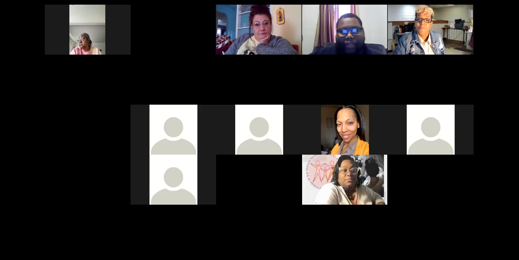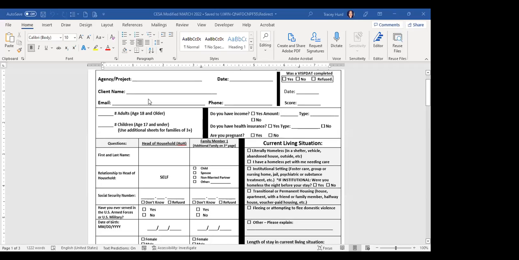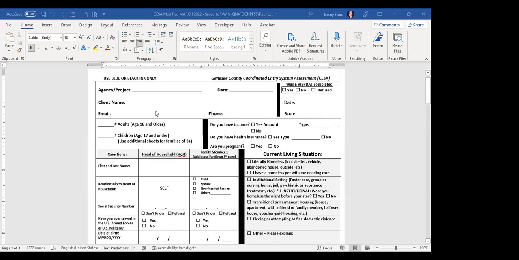Once it's completed, along with the other assessments, it can be sent over with the VI-SPDAT or with all the other assessments and the information. Thank you, DeAndre. It can be sent over to CESA@metroflint.org. This is the document that we're talking about.